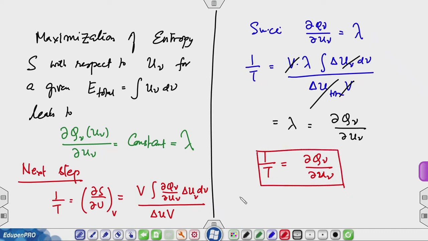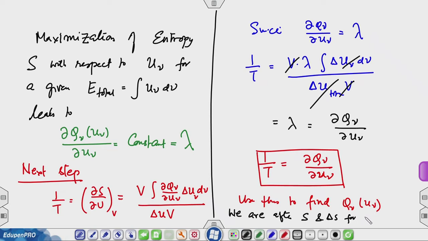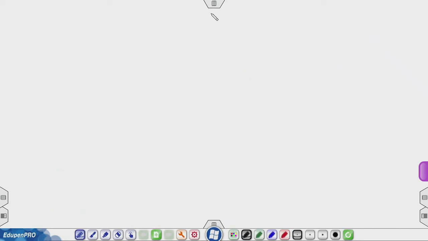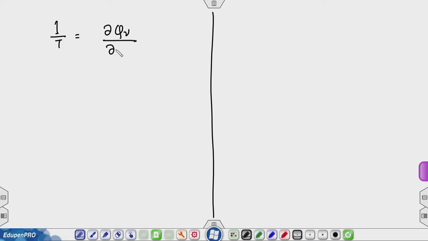I'm going to use this to find phi nu, u nu. Remember what we are after. We are after the entropy and its change as volume is changed. So let me just recall that we are after S and delta S for radiation in the range nu to nu plus d nu. So that's what we want to do. So what we have found is that 1 over T is equal to partial phi nu partial u nu.